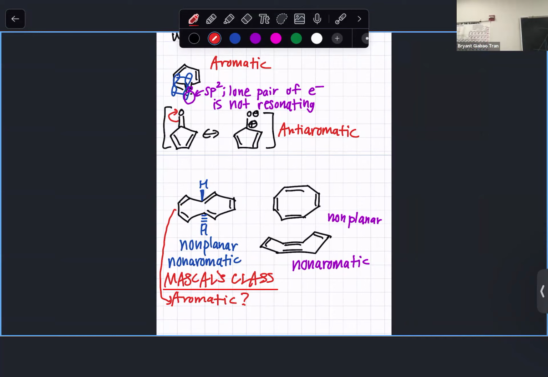Yeah. The first example, you draw one more time without the orbital. Yeah. Let me try one more time without the orbitals. Let's see.